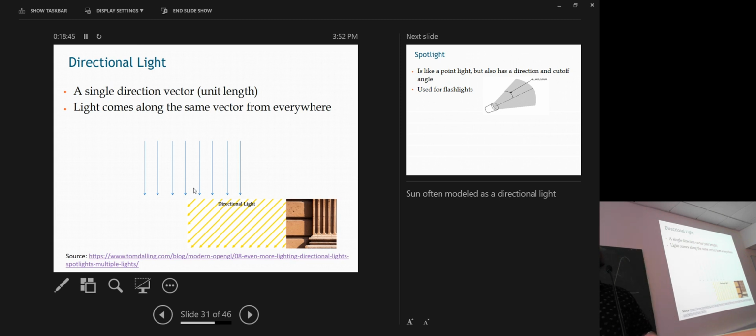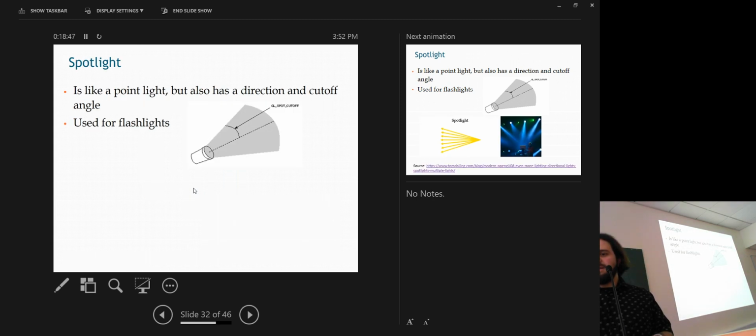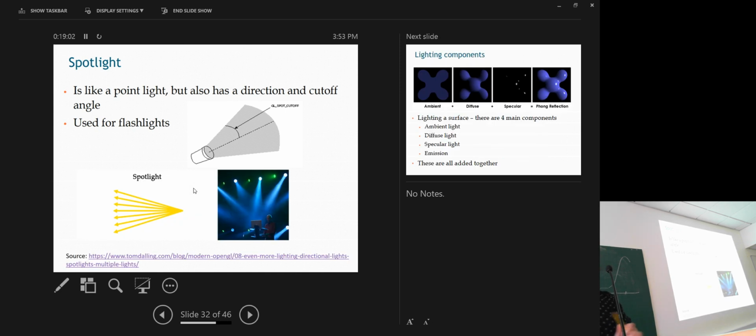And a spotlight is a point light source that does not emit in all directions, but emits only within some particular angle. It's used to model, for example, flashlights. So this is a very good example from a real image of a spotlight. Instead of this bulb emitting light in all directions, you have just this particular angle. So you spread your light into this angle.